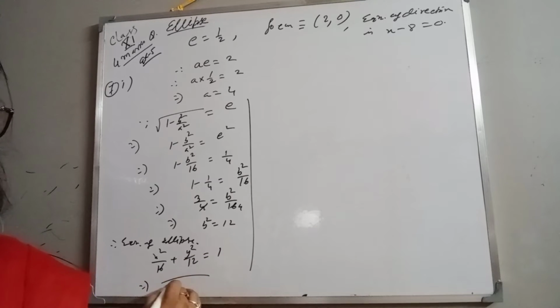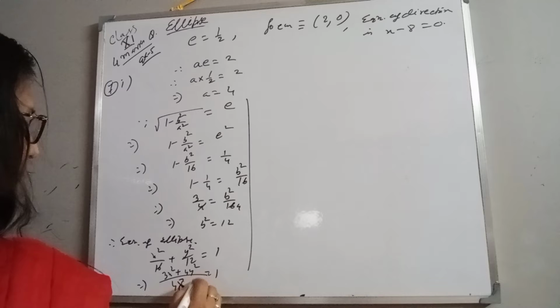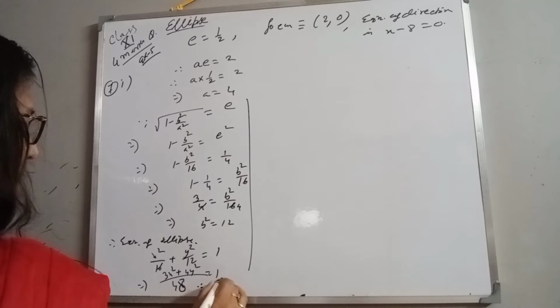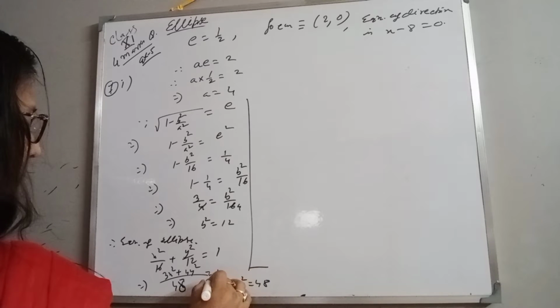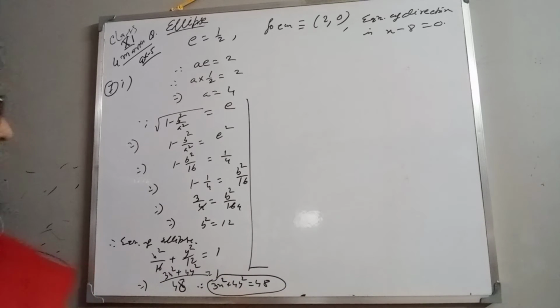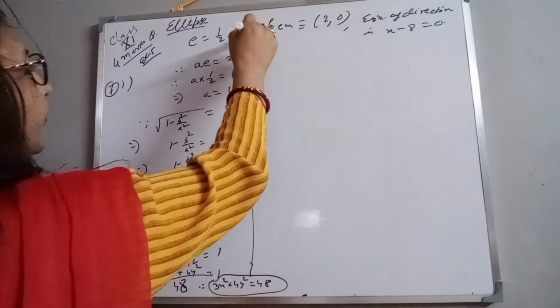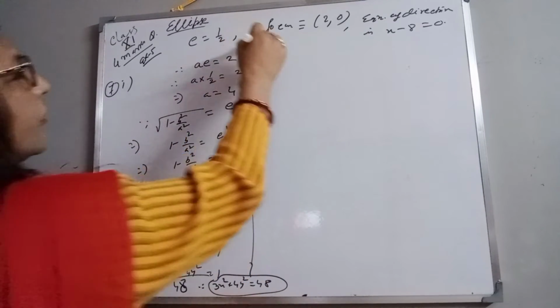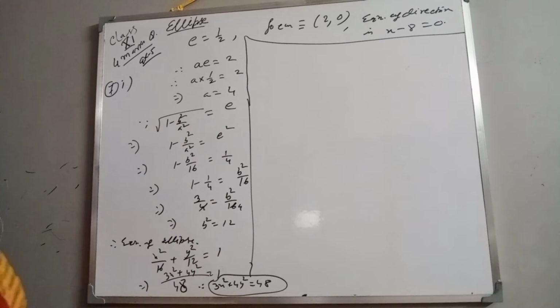16 and 12, LCM is 48, so we can write 3x square plus 4y squared equal to 48. Okay. This is one method. This sum is done in one method.